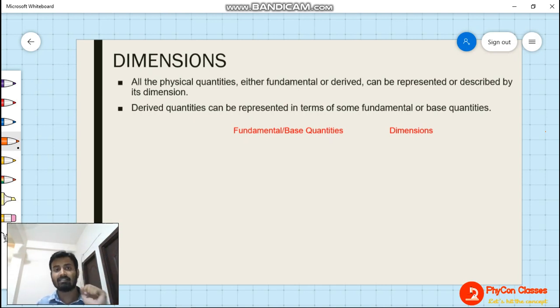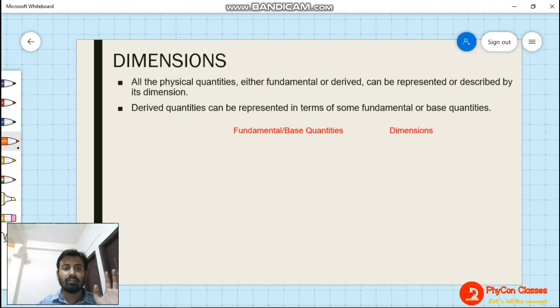Like we have mass. Mass is a fundamental quantity. Mass cannot be written in terms of any other physical quantity. Length is a fundamental quantity. Length can never be written in terms of any other fundamental or derived quantity. Understand? So the quantities that are very basic and cannot be written in terms of other physical quantities are called fundamental quantities, and these fundamental quantities are given some notations, and these notations are called dimensions. Understand? So all the physical quantities, either they are fundamental or derived, they are described by their dimensions.